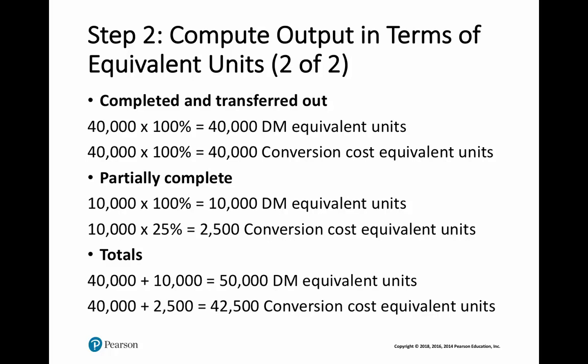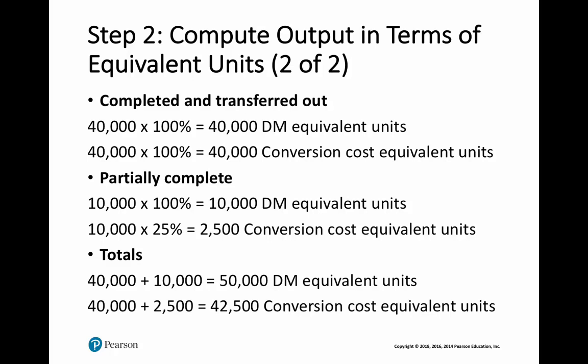All right, so for our partially complete, or our ending work in process, again, it's 10,000 units. And again, the physical inventory, those are the same for each one of our categories, conversion and direct material. Our difference is just the percentage complete. So for direct materials, as I mentioned, it was 100% complete. For conversion, those 10,000 units were only 25% complete. So we have our equivalent units for direct material is 10,000. Our equivalent units for conversion, 2,500.